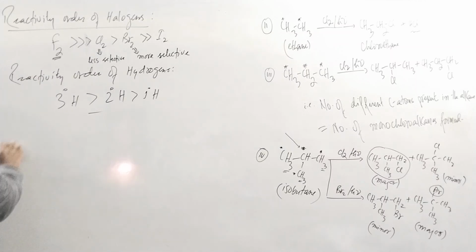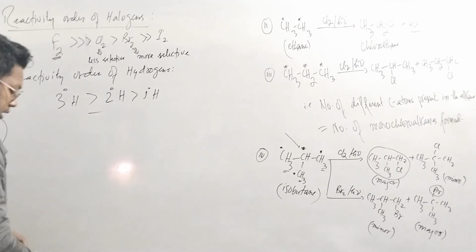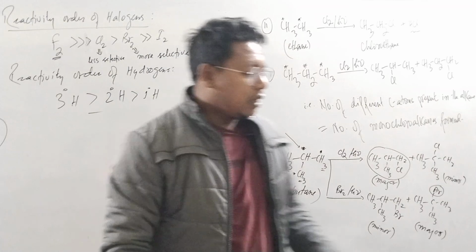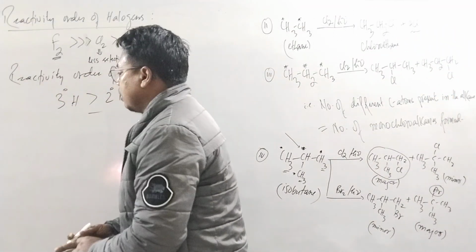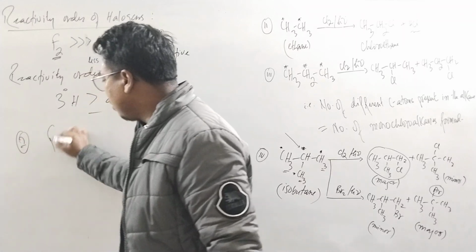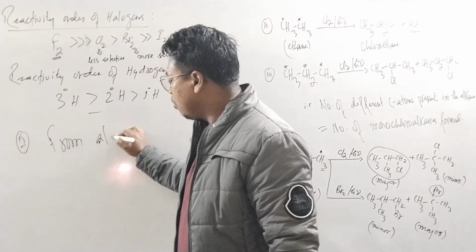Second reaction, let us go to the second reaction. The second reaction is preparation of haloalkanes from alcohols. Okay, second one is from alcohols.